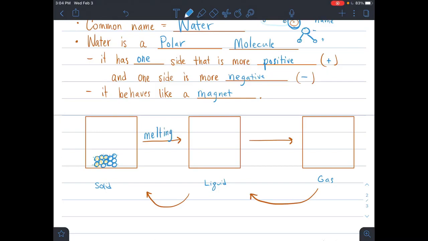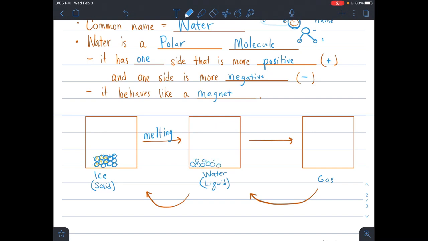So the common name for water when it's a solid is ice. When it melts, then it turns into a liquid, and we just call that water. So water is the common name of the molecule, but also the common name of what H2O is when it's in its liquid state. And when it's a liquid, it's going to take up the shape of the container. So it's going to flow.